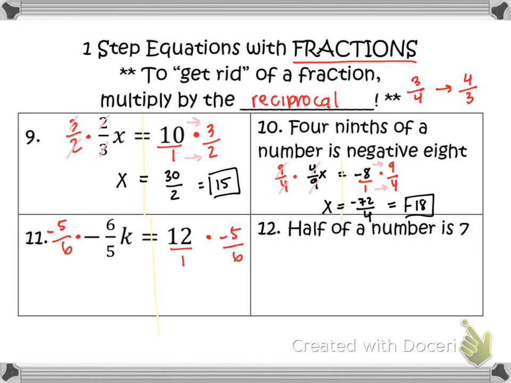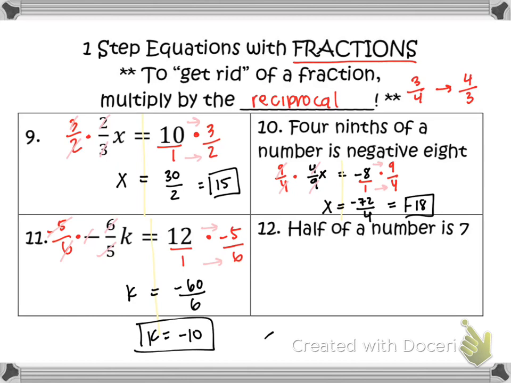So now I'm going to look at the left side. I know that the 6's cancel, the -5 cancels. I'm left with k on the left side. And then on the right side, I'm just going to multiply across. That gives me 12 times 5 times -5, which is -60, over 1 times 6, which is 6. I can simplify that, and that's going to give me -60 divided by 6, which is -10.